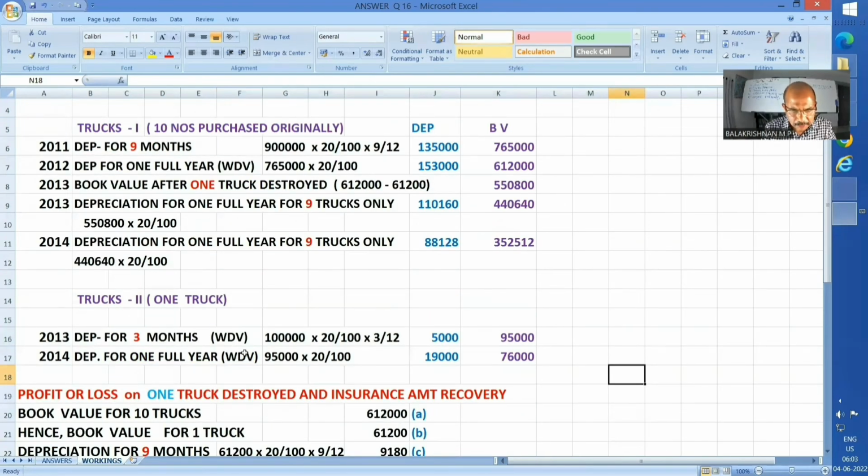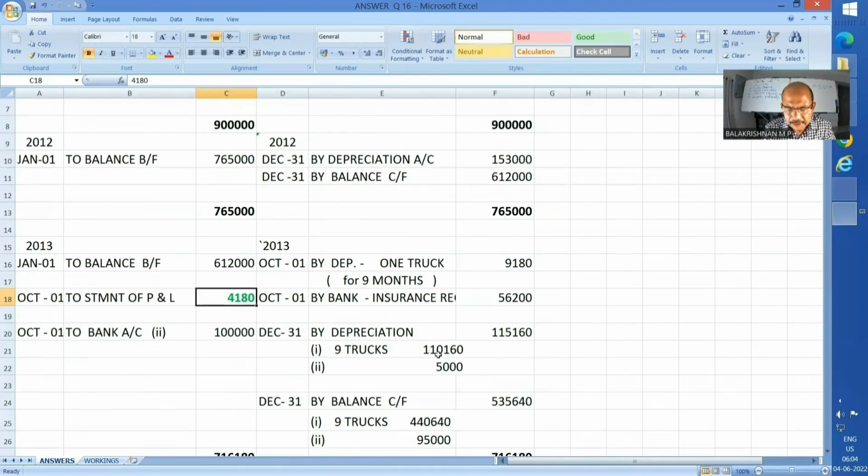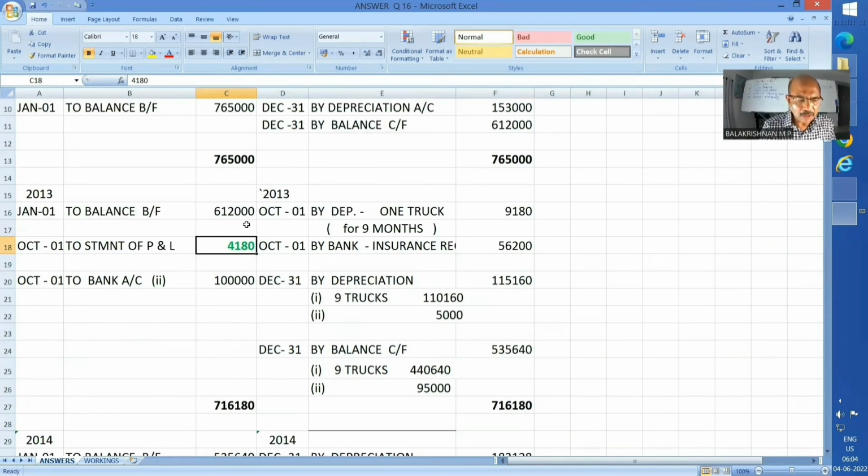Now, as far as the next item is concerned, truck 2, 1 truck only. It served me only for 3 months: 1st October, November, December. 1 lakh into 20 by 100 into 3 by 12, 5,000. That also I am showing. And my total depreciation is this plus this, 1,15,160. Now, as usual, I have to balance the account. Total the heavier side, put the same total, find the difference, this much. And of course, I have to check whether the split amount is okay. Fine. How I got this 4,40,640, this kind of sum, you have to depend a lot on your workings.